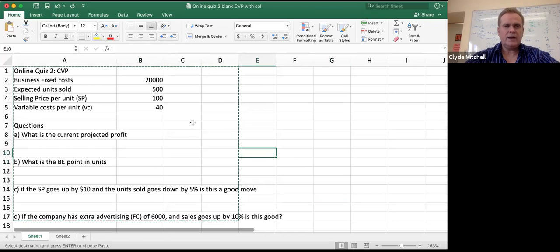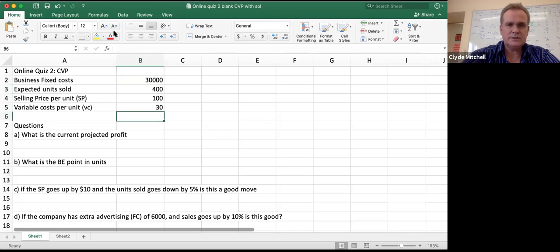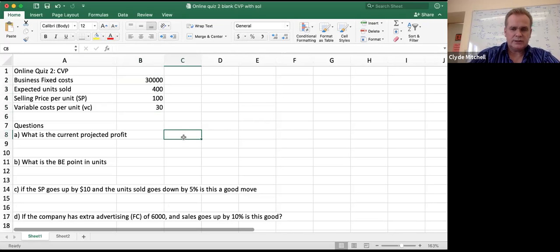Okay, so we have this little example. They've got fixed costs, expected units sold, selling price per unit, variable cost per unit, and we're just going to change some of these numbers up because we don't want to have the same numbers as your example, and we will just change this to 30. Okay, there we go. So slightly different numbers that we have here, and we're going to ask a couple of questions. So the first is, what is the current projected profit?